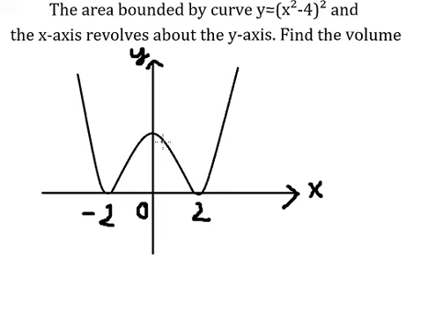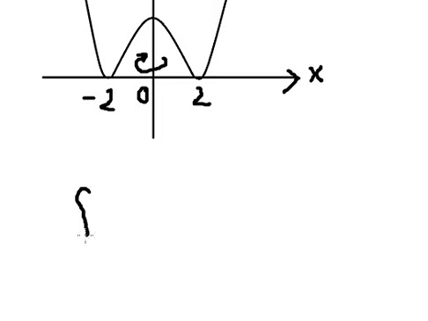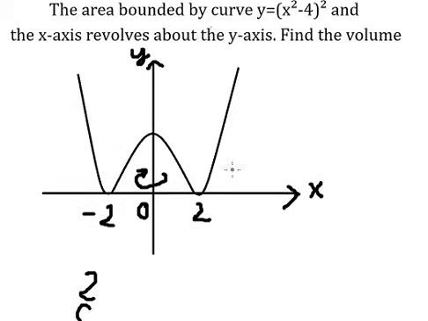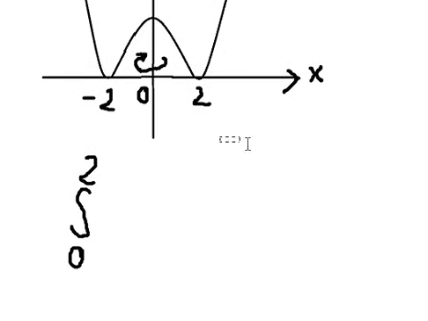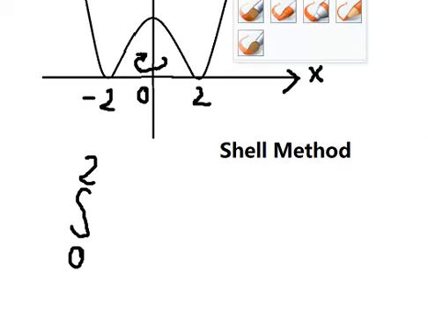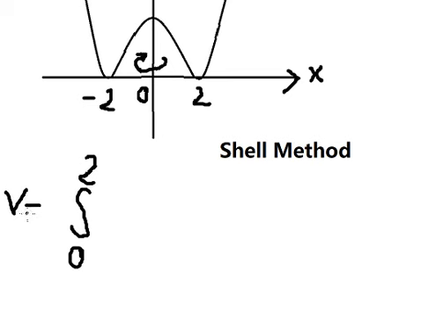So we just concentrate on one side here, because when it revolves around the y-axis, this one is similar for the right. So I will integrate from 0 to 2, and because this revolves about the y-axis, we can use the shell method. So the formula for this one is V equals 2π, and we have x, and then we have this function going here.